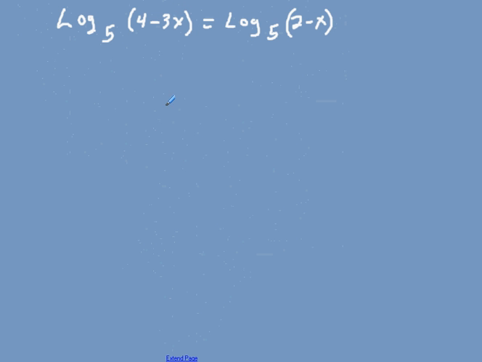Okay, let's consider this problem now. Now notice we have log base 5 and log base 5. The nice thing here is we're able to very easily cancel out the logs. Now, all we have left is the problem itself. 4 minus 3x is equal to 2 minus x. Well, just solve for x now.